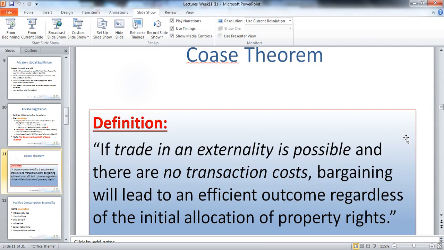So as you can see from the week 12 lecture slide, slide 11, the Coase Theorem is, as it says, if trade in an externality is possible and there are no transaction costs, bargaining will lead to an efficient outcome regardless of the initial allocation of property rights. So no matter who has the property rights, bargaining will lead to an efficient outcome.